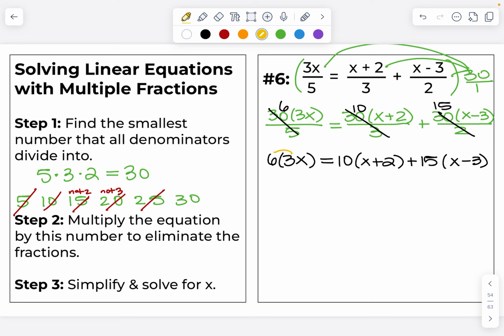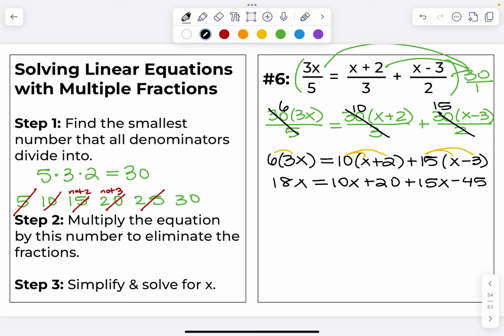So we just need to distribute here. And when we do that, we get 18x is equal to 10x plus 20 plus 15x minus 45. So I'm going to combine like terms. I have a 10x and a plus 15x, and then I also have a plus 20 and a negative 45. So when I combine here, I get 25x. Positive 20 minus 45 is going to give me a negative 25.